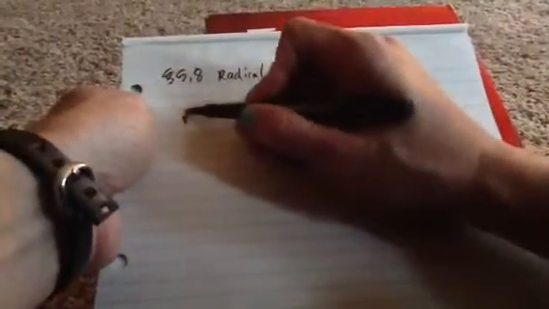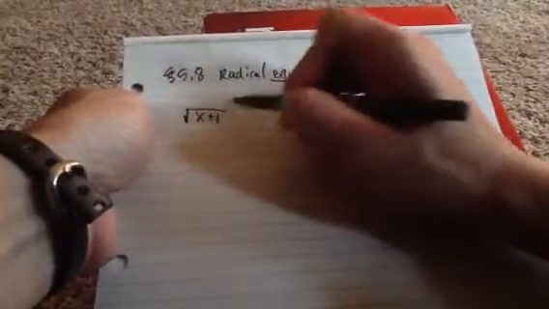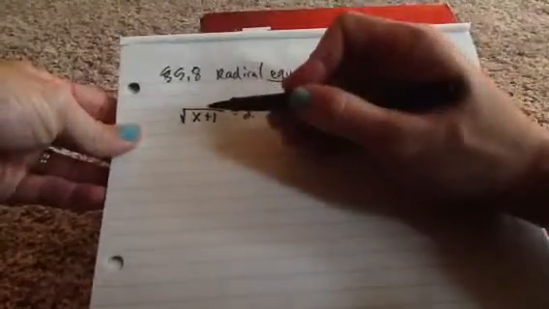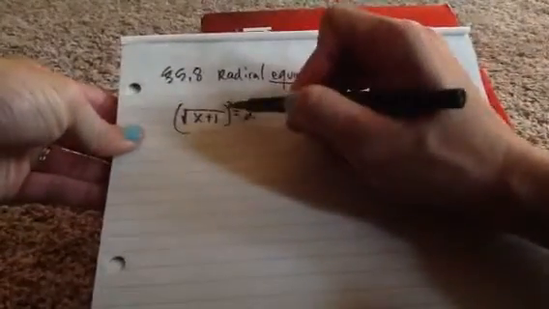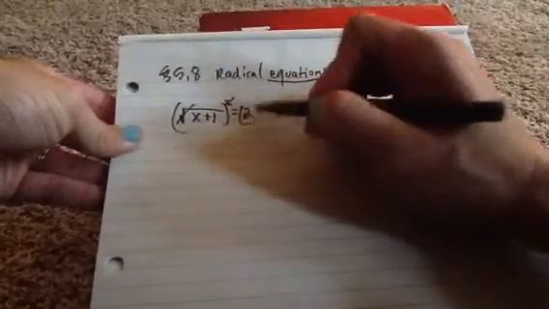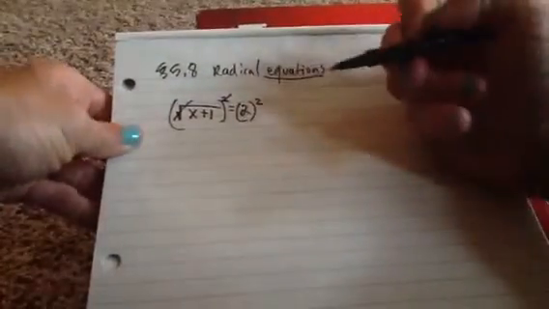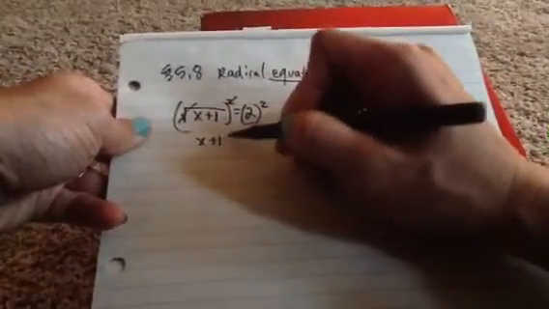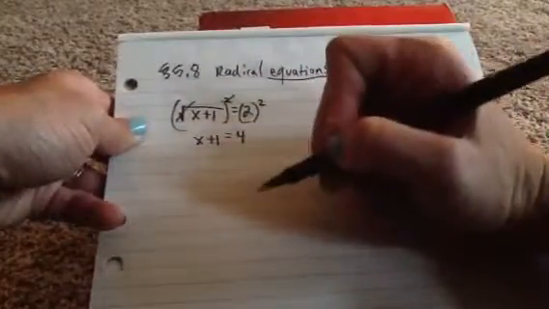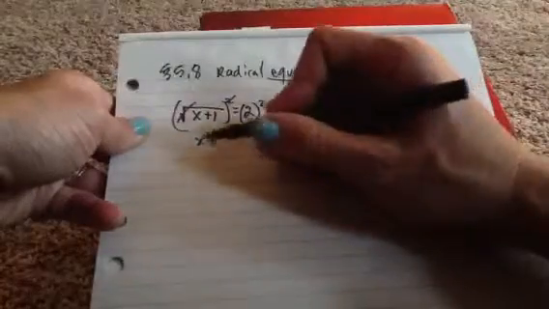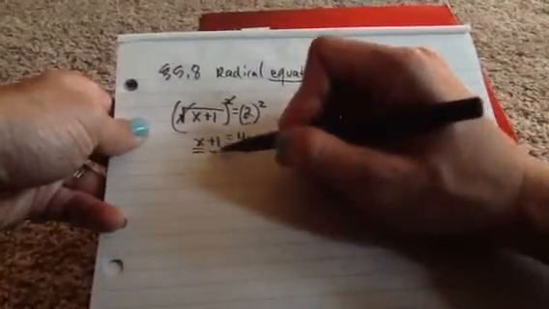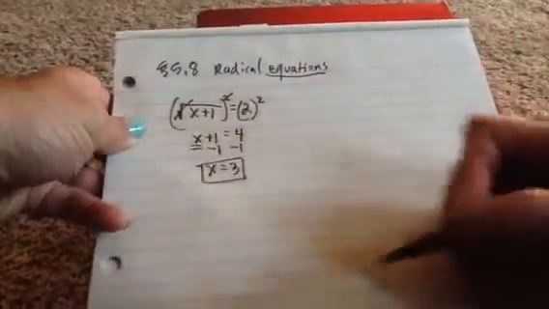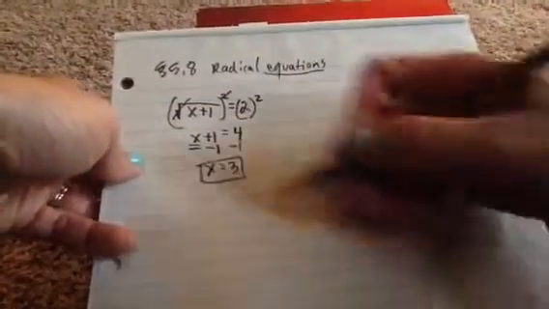So for example, if we had the square root of x plus 1 equals 2, in order to get rid of the square root, we square it and they cancel, and then we square the other side, just like we do in a regular equation. So we have x plus 1 equals 2 times 2 is 4. And then our job is to get x by itself, so we subtract 1 from both sides, and we get x equals 3.